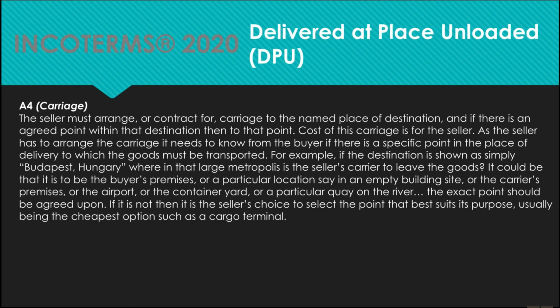For example, if the destination is shown as simply Budapest, Hungary, where in that large metropolis is the seller's carrier to leave the goods? It could be that it is to be the buyer's premises or a particular location, say an empty building site, or the carrier's premises, or the airport, or the container yard, or a particular quay on the river. The exact point should be agreed upon. If it is not, then it is the seller's choice to select the point that best suits its purpose, usually being the cheapest option such as a cargo terminal.